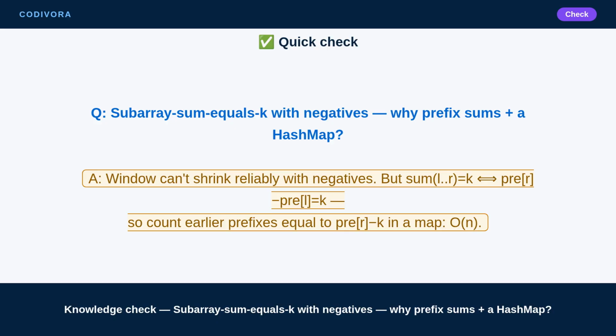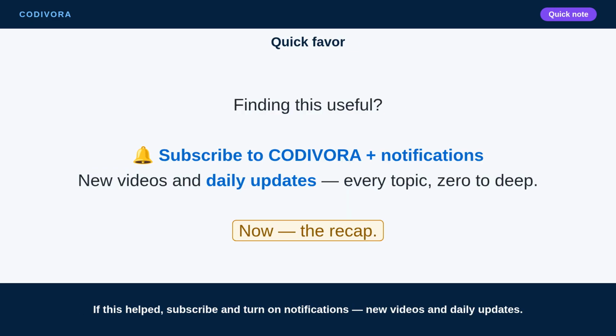Quick check. Subarray-sum-equals-K with negative numbers: why prefix sums plus a hash map? Because a sliding window can't shrink reliably when negatives exist. But a subarray summing to K means 2 prefixes differ by exactly K. So at each position you look up how many earlier prefixes equal current minus K. 1 pass, linear time.